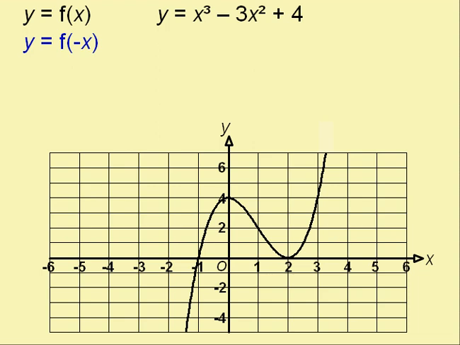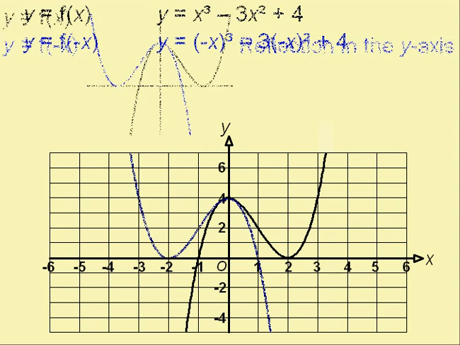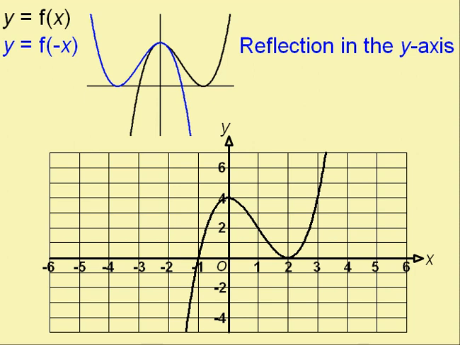Now we're going to look at what happens if we put a negative sign in front of x before performing the function on it. So for this equation, we get this. What effect is this going to have on the graph? It reflects it in the y-axis. If we're asked to describe this effect, we simply write reflection in the y-axis.